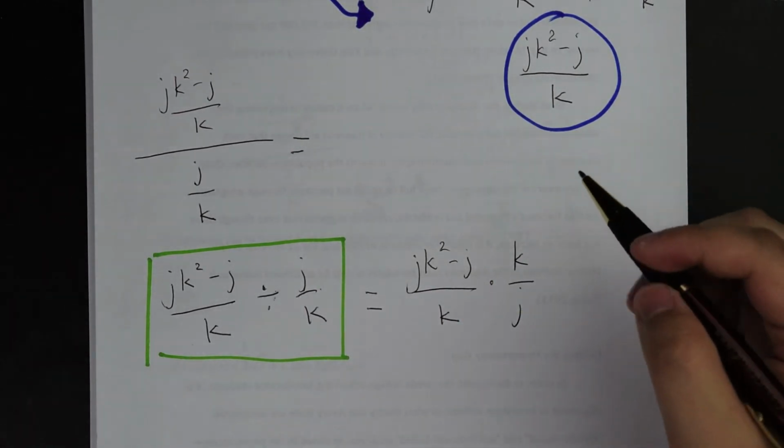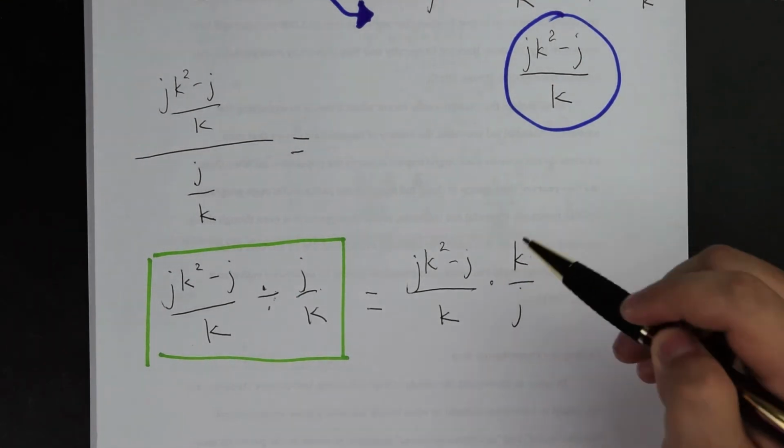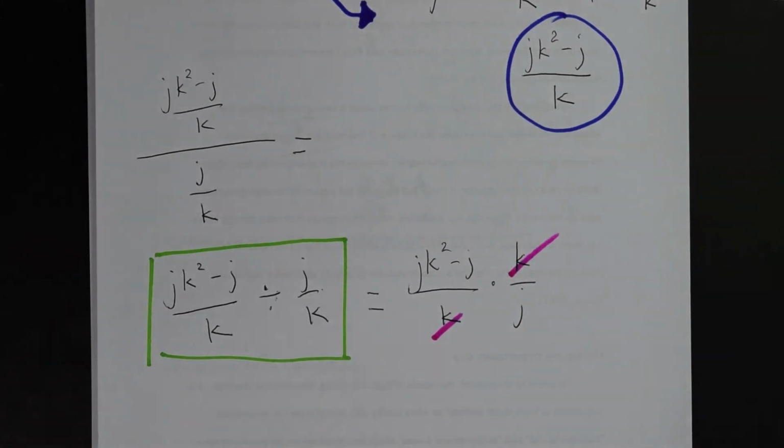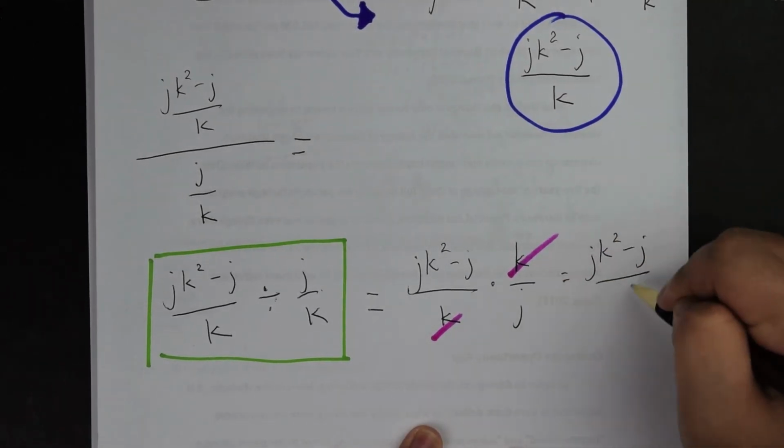And so the thing for me, at least, I noticed right off is that when I have values like k on the top and bottom, automatically I could cross it out. I don't have to worry about that anymore, which is a big benefit. But the problem is that what I have is jk squared minus j over j.